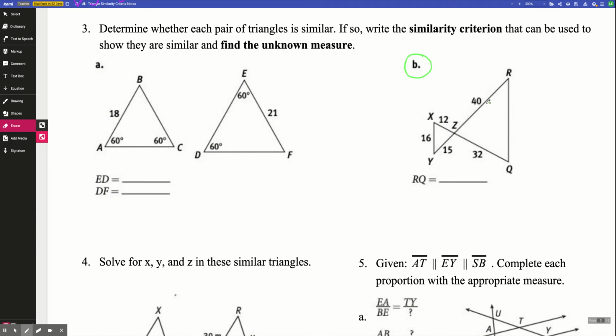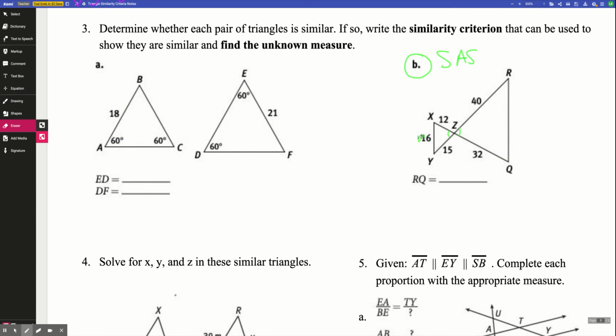Okay, so here, notice I have all three sides in one triangle, but I don't have all three sides in the other triangle. So I can't use SSS for this one, but I can use SAS because I have those two angles in the middle that are vertical. So those have to be congruent. So this is SAS, right? And I need to quickly verify that the side lengths are proportional.